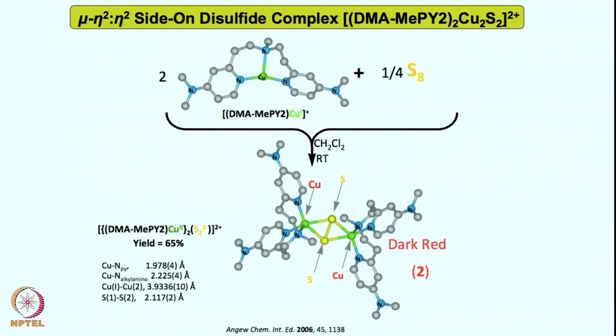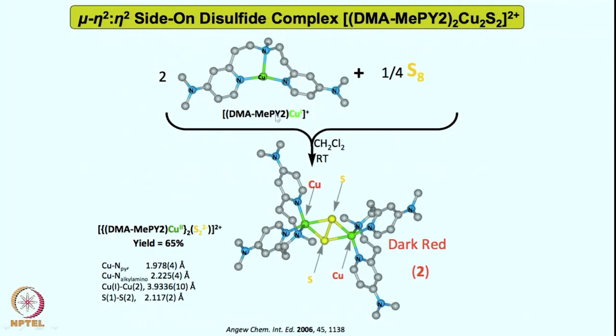Let's look at what happens when a tetradentate ligand is reacted with sulfur. That's what we have seen. Now what happens if a tridentate ligand such as this one, dimethyl amino MEPY2 ligand, this is the ligand crystallographically characterized starting material. If such a ligand metal complex, this is the copper, this is a nitrogen, pyridine nitrogen, this is pyridine nitrogen, this is the other aliphatic nitrogen.